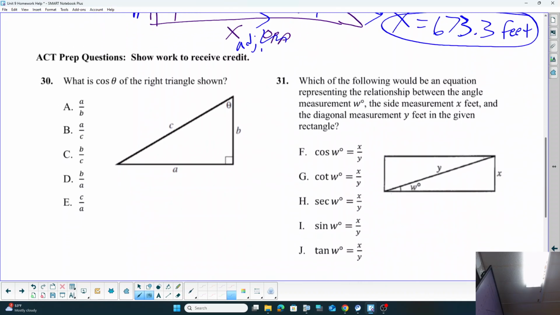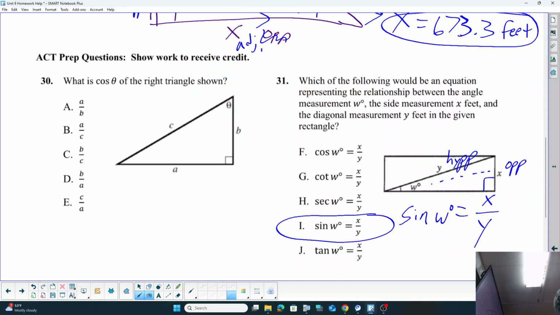And then our last one is going to be number 31. So which of the following would be an equation representing the relationship between the angle measurement, W, the side measurement of x, and the diagonal measurement, y, in feet? Well, this is a right triangle. So that's going to be opposite over hypotenuse. And which trig function is opposite over hypotenuse? So that would be sine of W is equal to opposite x over hypotenuse y. Is it that one? Sine of W equals x over y. Well, and that's going to be letter I, which is what we got.